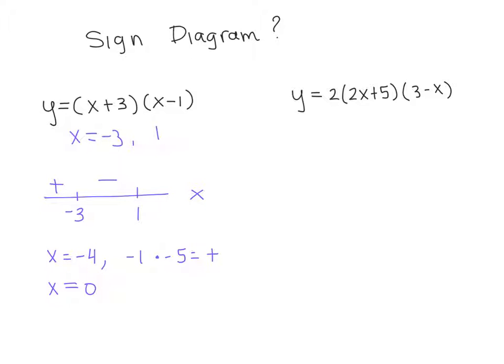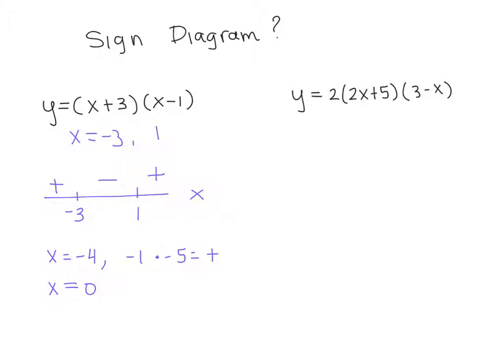And for anything greater than 1, such as 2, when x is equal to 2, we have positive times positive, so that's going to be positive. Again, we're not so much interested in what the actual value is, but the sign of the y value.